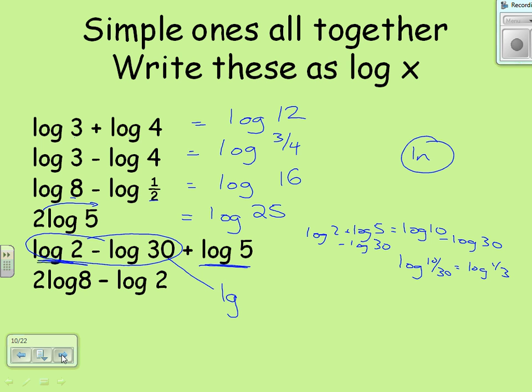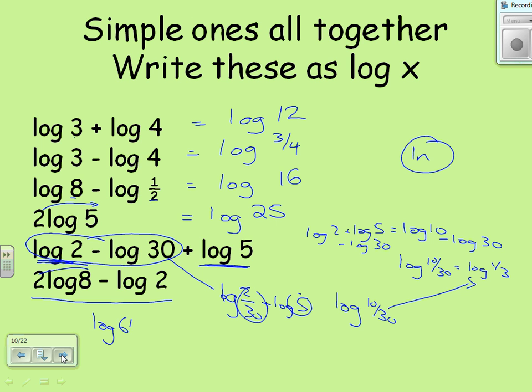It does work if you do it this way around as well, although some people went wrong. 2 over 30 here, so we've got log of 2 over 30 plus the log of 5. So you're timesing these two numbers together, which gives us, of course, 10 over 30 again, straight back to the other answer. And the last one here, first of all, take the power up, so this is the log of 64. Take away the log of 2, and so the answer to this is the log of 32.